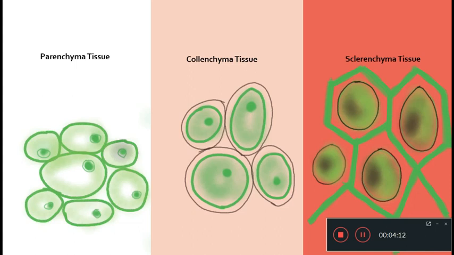And kapag sinasabi naman po natin na sclerenchyma, ito naman po yung mga thick and rigid cell walls. Sila din po yung nag-serve as strengthening elements and support para po sa isang mature plant parts.